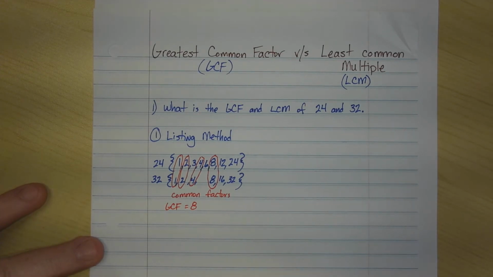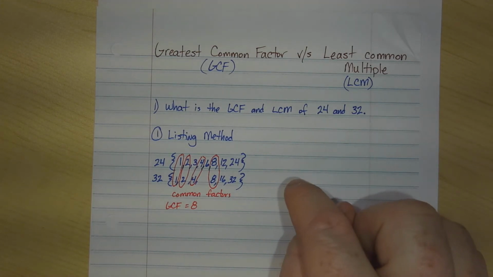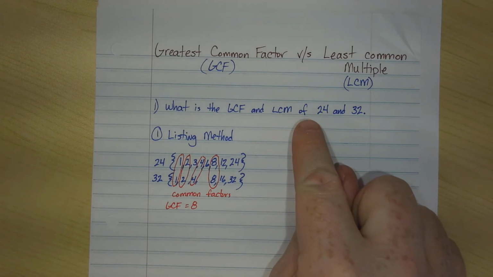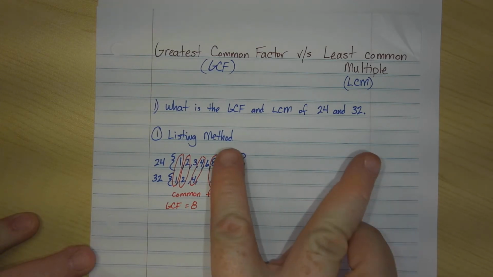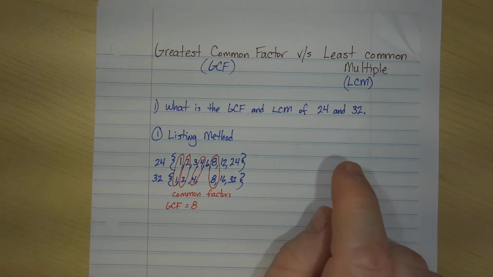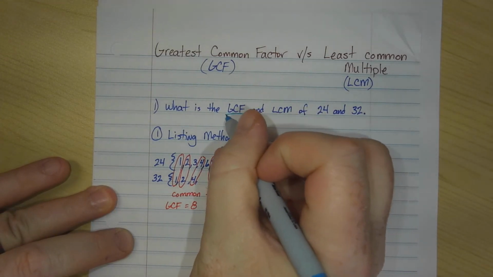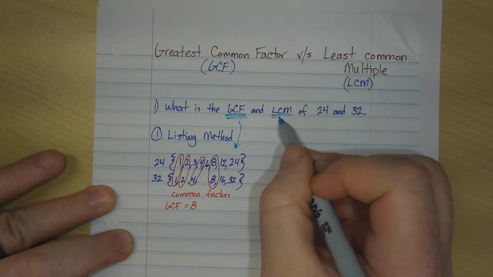Now the other method is prime factorization, which we're going to do shortly. But what I want to do is show you the listing method for least common multiple as well. That way you can see that the other approach can actually do both answers at the same time, basically. So let's do the listing method. I'm trying to color code this, so this is the greatest common factor. We can see that down here, listing method. Now let's talk about the least common multiple. Let's do that over here.